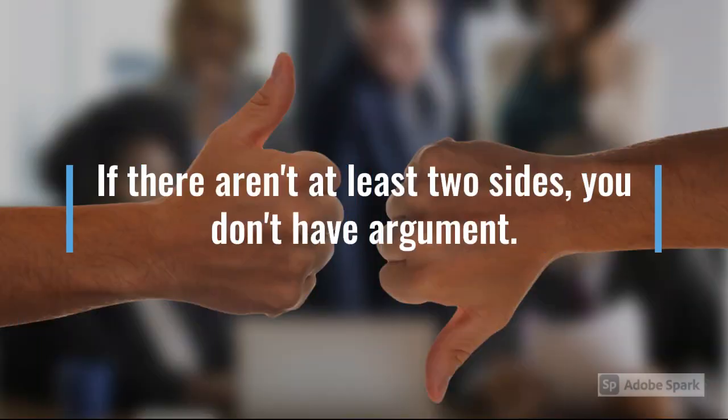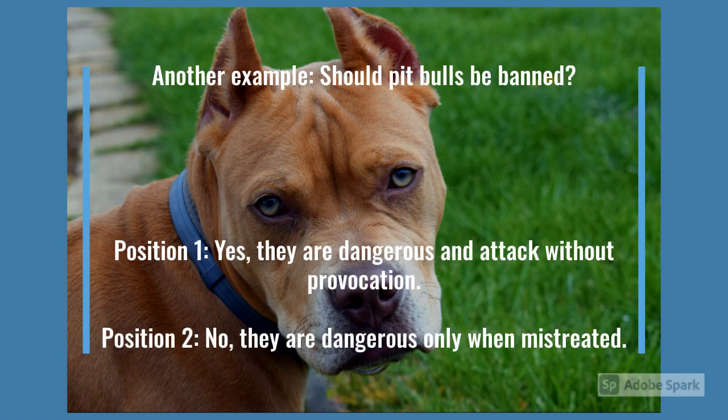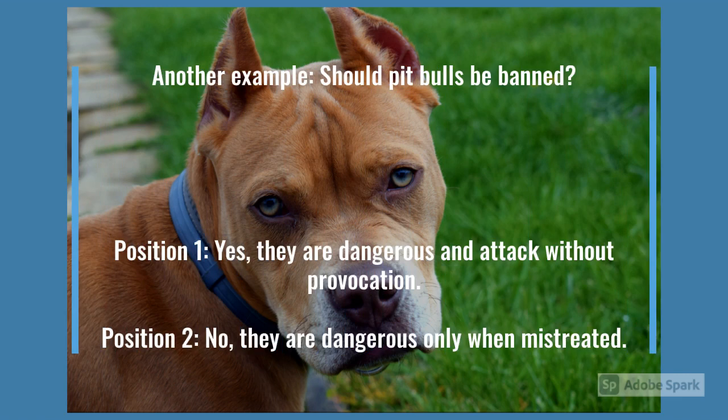Also, as the last slide showed, there are at least two sides to an argument. You can either argue that chocolate cake is good for you, or you can argue that it's bad for you. If you don't have at least two sides, you don't have an argument. Here's another example from a topic that comes up frequently in student papers. Students often like to write about whether or not pit bulls should be banned. You can take either position: yes, they are dangerous and attack without provocation, or no, they are not dangerous except when they are mistreated.